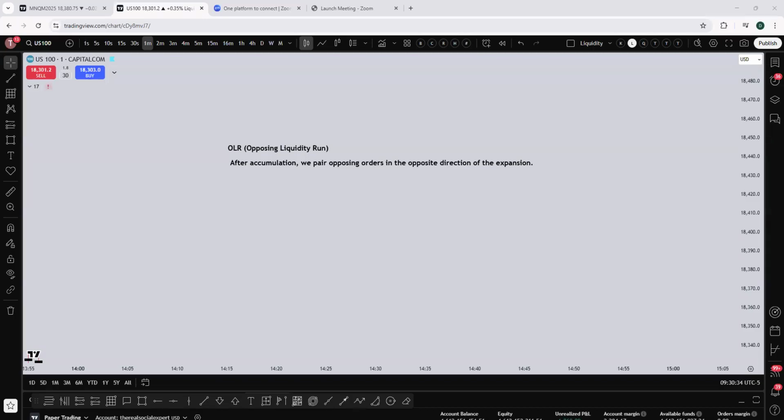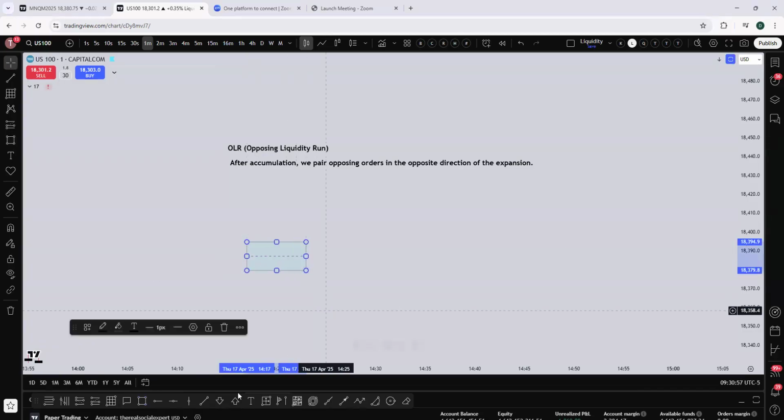All right, everyone. In this video, I'm going to talk about an OLR, or an opposing liquidity run. So after an accumulation, we pair opposing orders in the opposite direction of the expansion. This is a crucial part of the order of delivery in order to bring us to a buy side or sell side target. So as usual, we start with an accumulation.